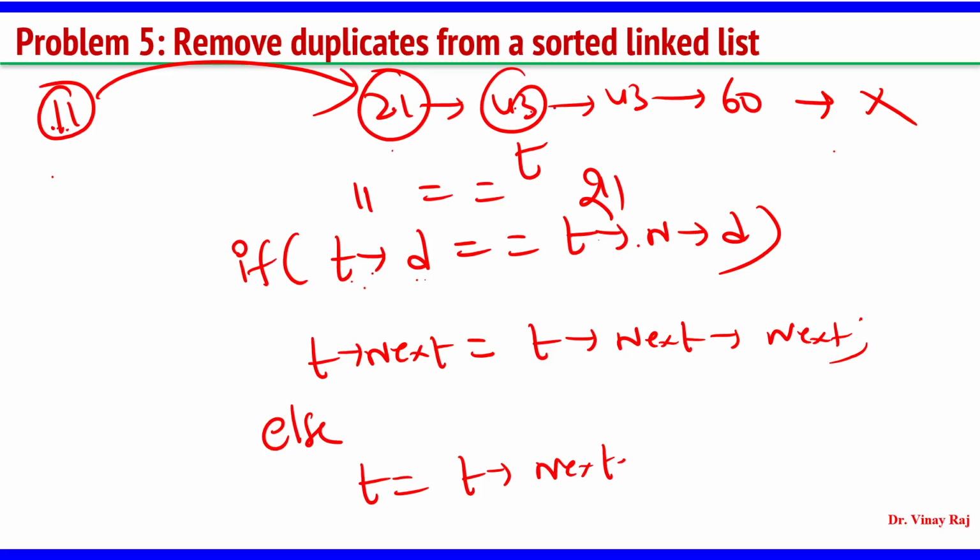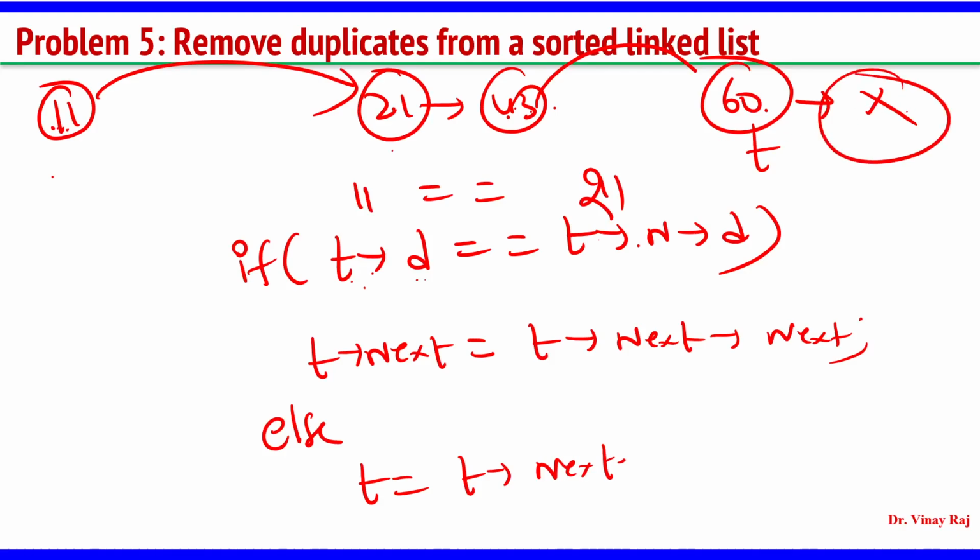Is t data 43 equal to t next data 43? Yes. In that case, break this connection, form connection with this. Now compare. 43 is equal to 60? No. Then make this as t. This connection is gone. Yes. T next not equal to null? It has failed because we have reached the null. That's it. Come out of the loop. So elements become 11, 21, 43, 60.